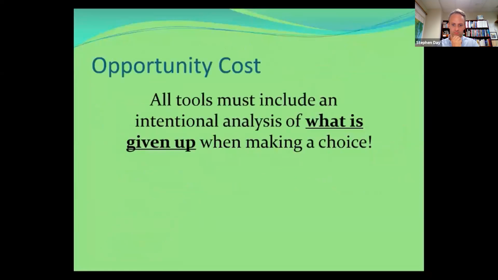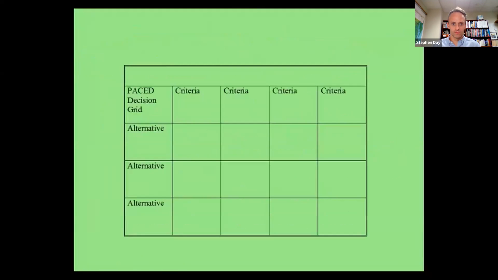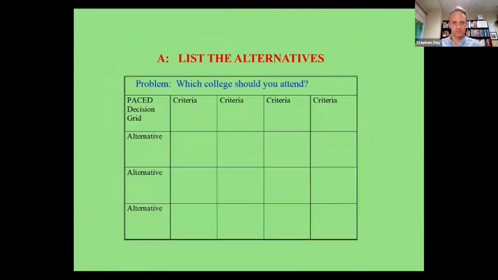Whenever you use a decision-making tool, you must include an intentional analysis of what is given up when you make a choice. So after each decision, you want to ask, what is my opportunity cost? What am I giving up? Let's work our way through a PACE decision grid. First, we're going to state the problem. Which college should you attend? Next, you want to list your alternatives and choices. Big City U, small private college, and elite university.